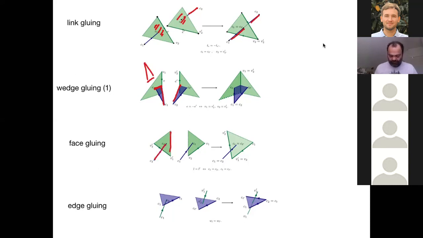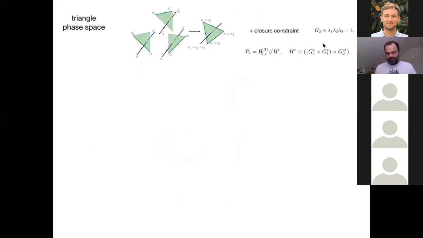So what we are doing is identifying the links. And then we can also glue edges or fuse edges. So these are the types of gluing that we can do, and all those are induced by constraints. And so we can use symplectic reduction.